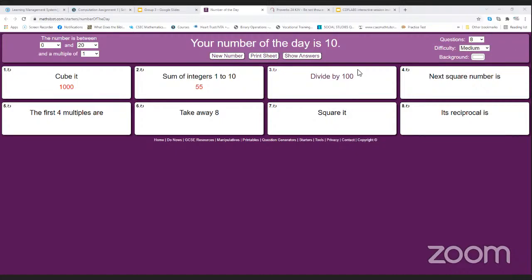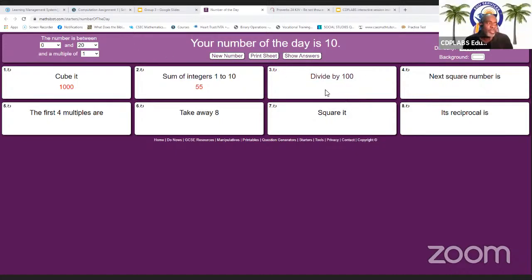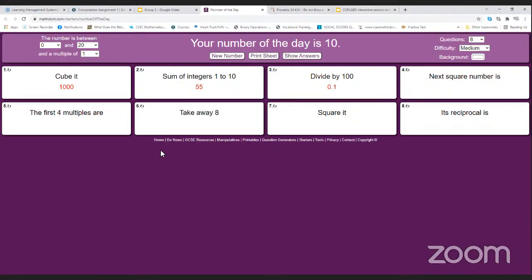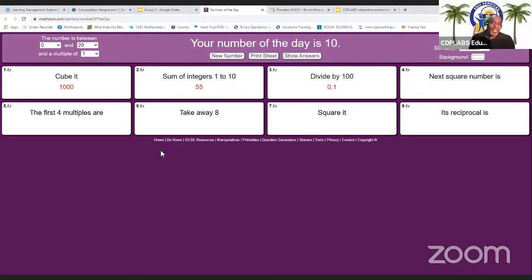I see Shanice has a correct answer. It is 0.1. It says 10 divided by 100, not 100 divided by 10, but 10 divided by 100. That's 0.1. So see, you start learning. You could use a calculator. It's just a little warm-up activity. All right, next one.